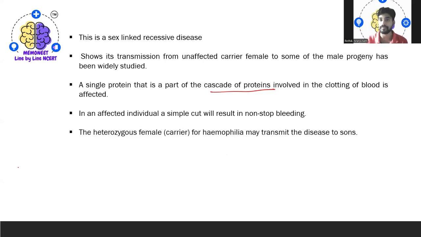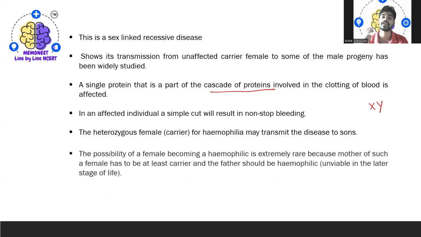If a female is heterozygous, so what do you mean by heterozygous? If a female is heterozygous for hemophilia, she may transmit the disease to her son. Clear? Almost everywhere, the mother will be the carrier here in recessive. So in a heterozygous female, that is the carrier female, the hemophilia may transmit the disease to her son.